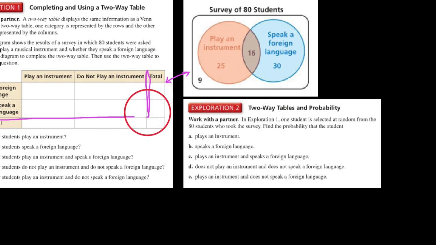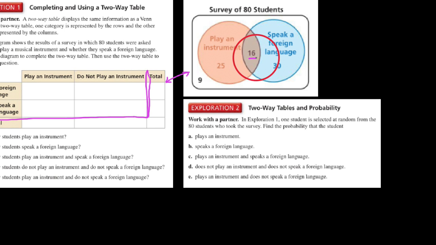This would be our main table portion right there, where we either speak a foreign language or do not speak a foreign language, are our two row representations, and we either play an instrument or we do not play an instrument, are our two column representations. And everything at the bottom here on the outside is going to represent totals. So using this Venn diagram, let's fill out what we can.